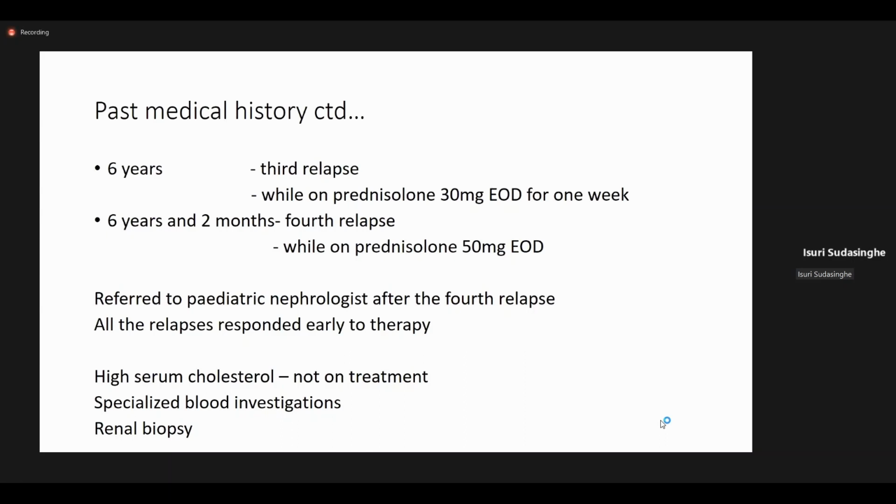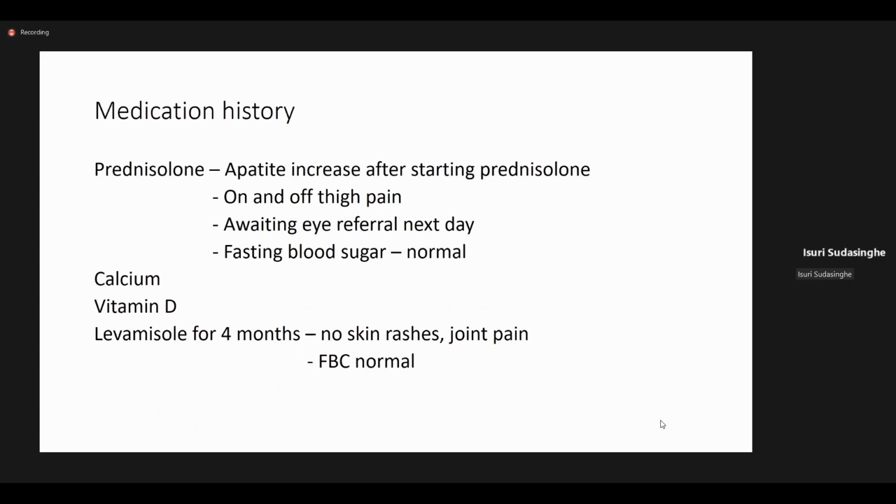And mother was not known whether the baby underwent specialized blood investigations, and renal biopsy was still not done, but might be planned in the future. So baby was on and off prednisolone therapy, after starting which the appetite has increased significantly and has complained of on and off thigh pain.